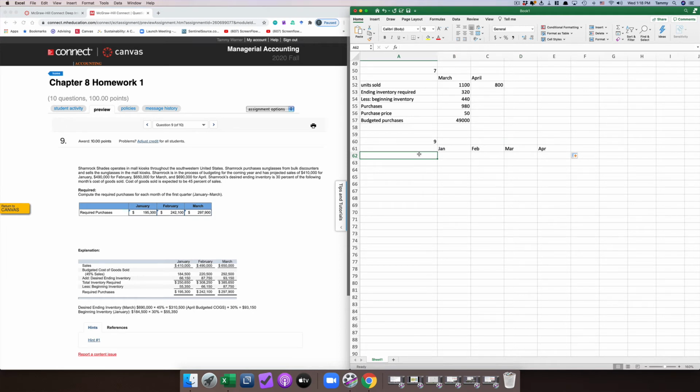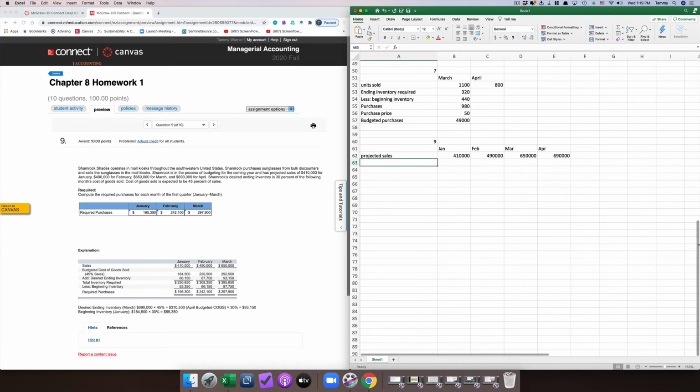This is our projected sales of $410 in January, $490 in February, $650 in March, and $690 in April. Okay. Our desired ending inventory is 30% of the following month's cost of goods sold. And the cost of goods sold is expected to be 45% of sales.